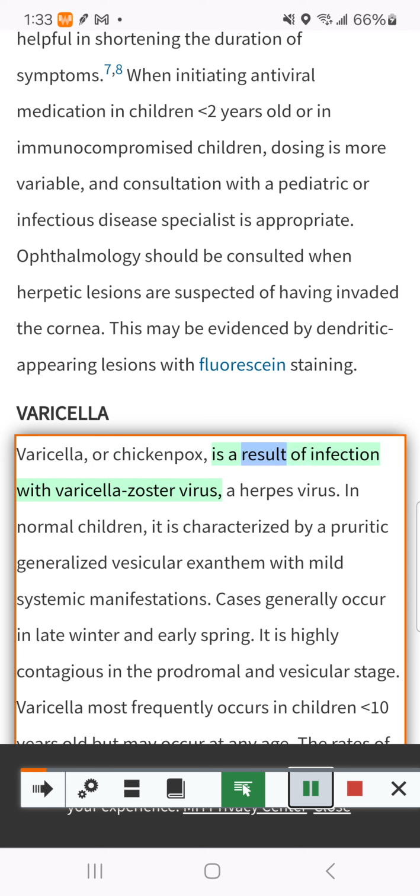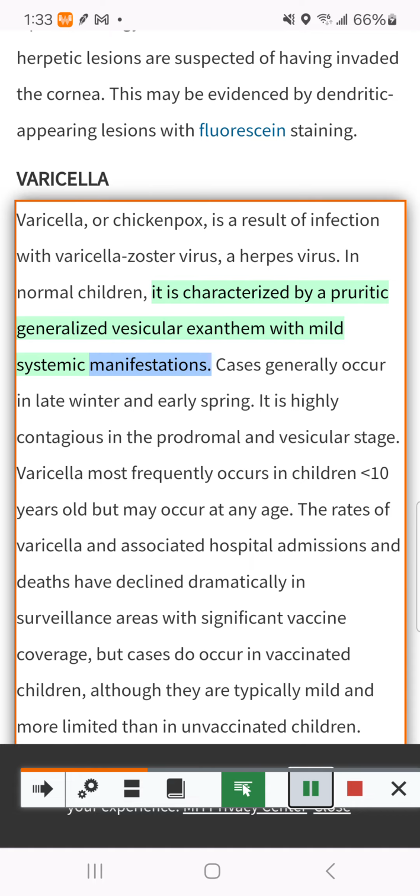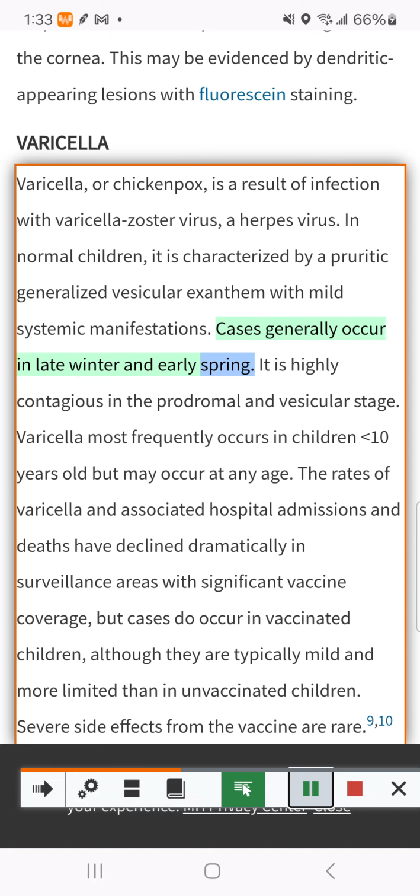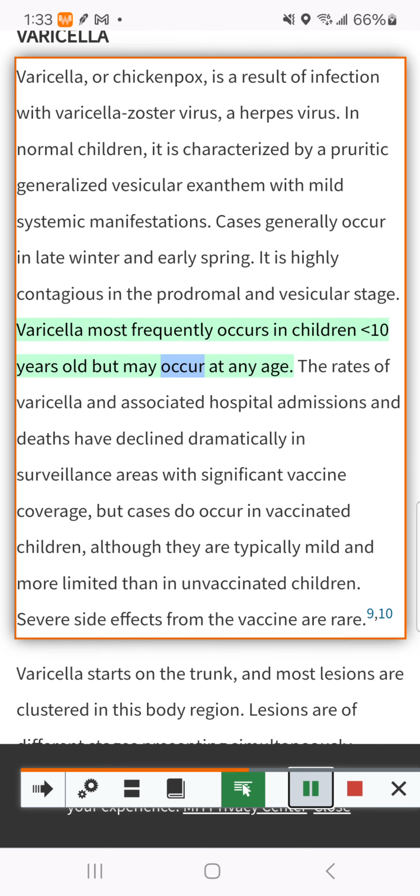Varicella, or chickenpox, is a result of infection with varicella zoster virus, a herpes virus. In normal children, it is characterized by a pruritic generalized vesicular exanthem with mild systemic manifestations. Cases generally occur in late winter and early spring. It is highly contagious in the prodromal and vesicular stage. Varicella most frequently occurs in children less than 10 years old but may occur at any age.